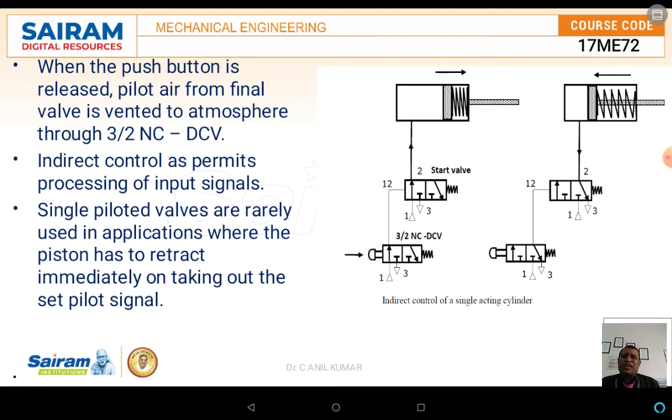the single acting cylinder. Now the single pilot valve is rarely used in applications where the piston has to retract immediately on taking out the set pilot signal. See, in the case of the retraction force, the flow should automatically be continuous, but in the case of the expansion or extension stroke, it is not continuous, as that depends upon the load. The extension takes place in a sequential way, but in the case of the retraction, a sudden release takes place and it moves back. See, the next part we are discussing is the flow control valves.